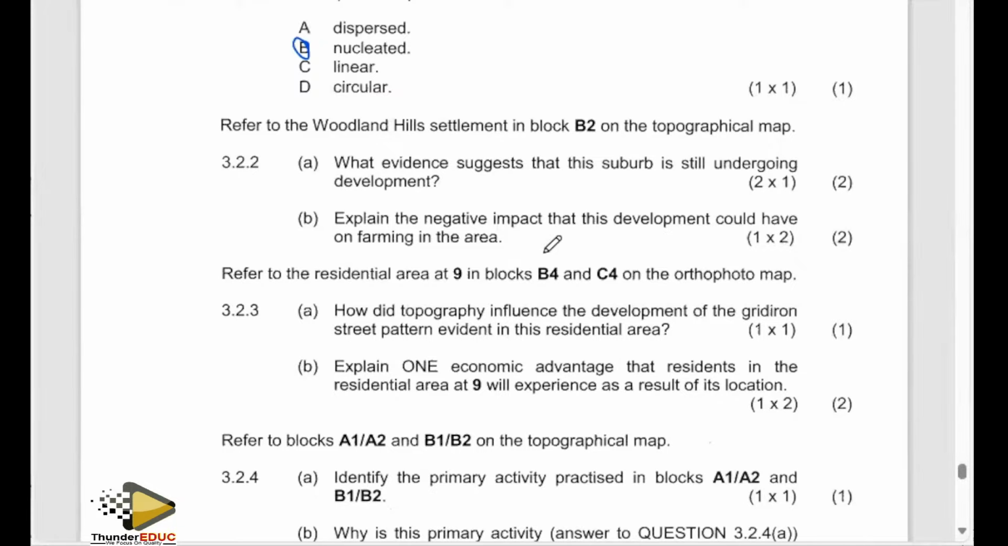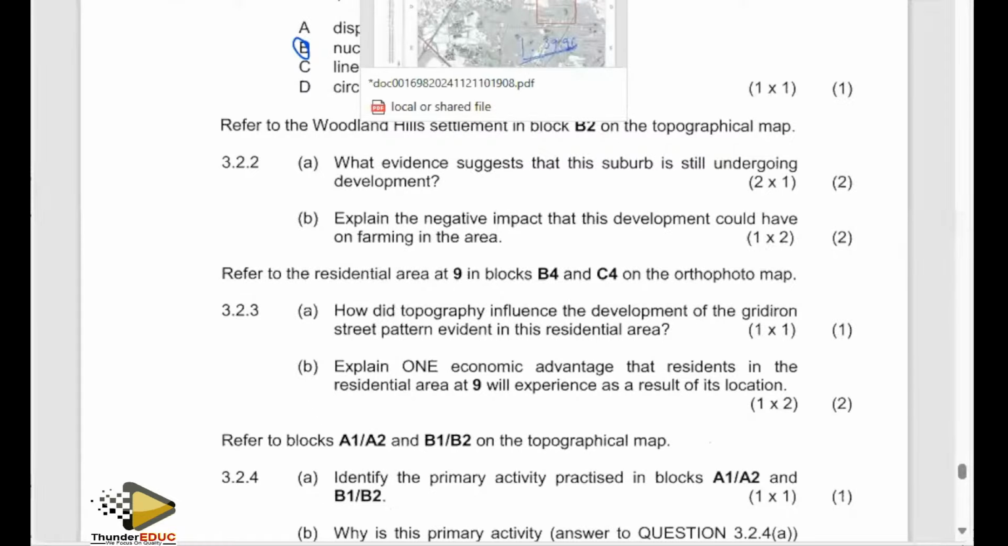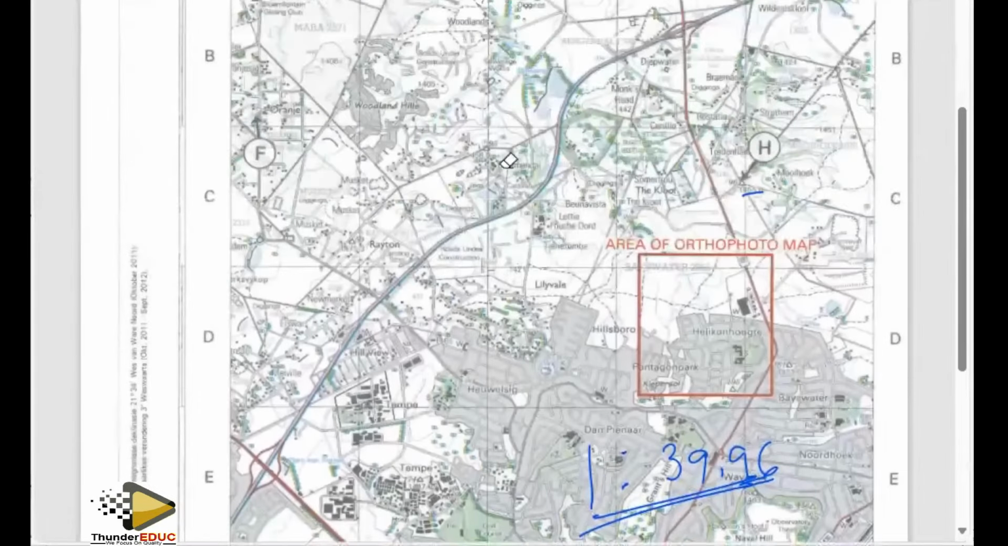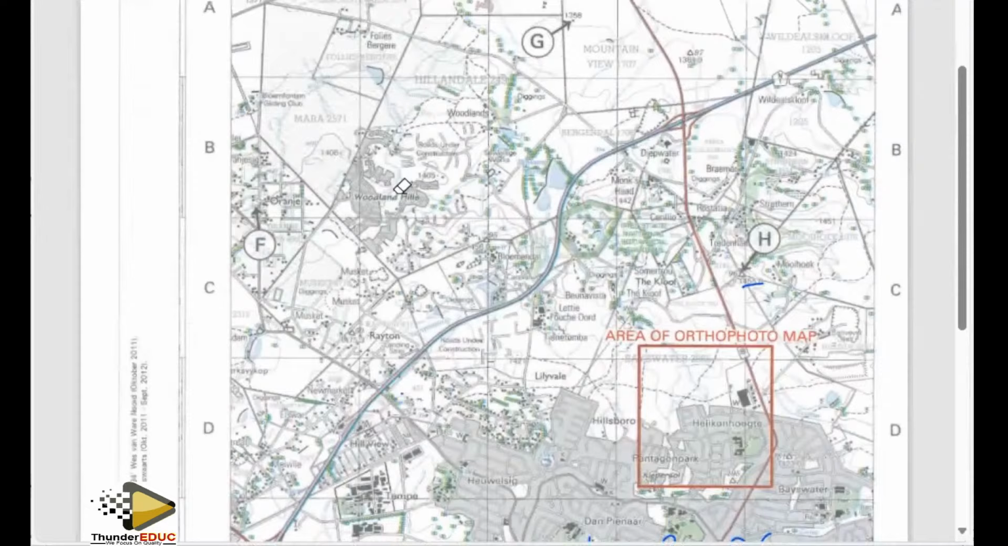What evidence suggests that this suburb is still undergoing development? We are looking at block B2 on the topographic map. Block B2 is this one here. What evidence in this block shows that the area is still under construction? Our evidence is here: roads under construction.